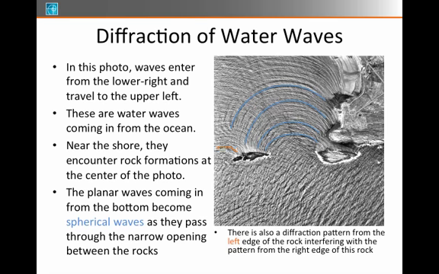There's also an interesting pattern where there's a diffraction visible around the left-hand side of this rock, and in orange I've highlighted the circular waves passing now around the left-hand side of the rock. Notice that those are meeting the diffracted waves coming around the right-hand side of that rock. So there's actually kind of two barriers here, or two edges.